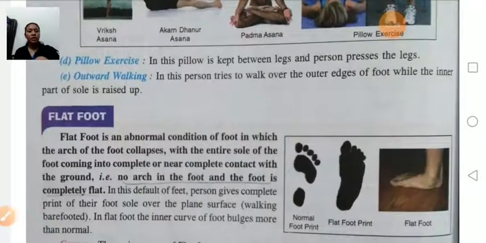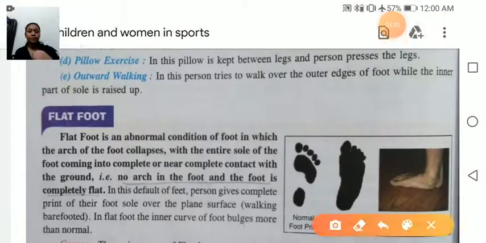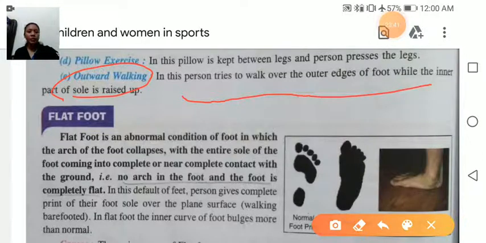Or by performing outward walking, okay, outward, this person tries to walk over the outer edge of the foot. He will walk on the outer edge, and the inner part of the sole is raised.